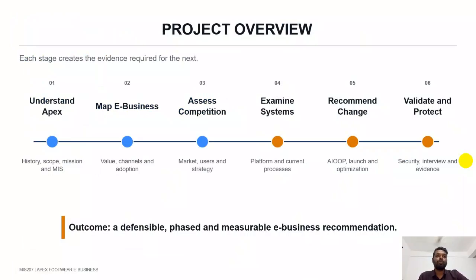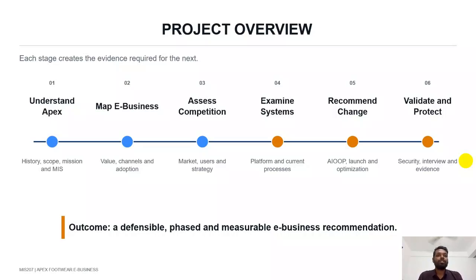Now the project overview. Before going into the details, let me briefly explain the structure of our project. Our analysis follows 6 connected stages. First, we understand Apex, its history, business scope, mission, and MIS requirements. Second, we map its e-business model, including customers, values, channels, and adoption drivers. Third, we assess the marketplace and the competition. Fourth, we examine the existing platform, infrastructure, and the current processes.